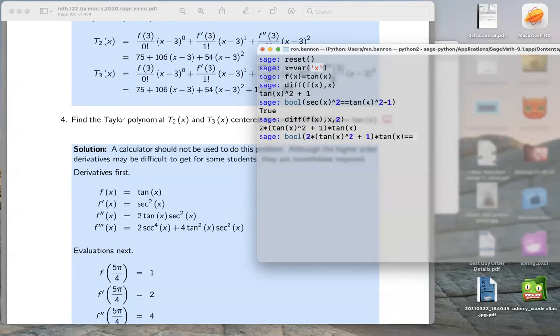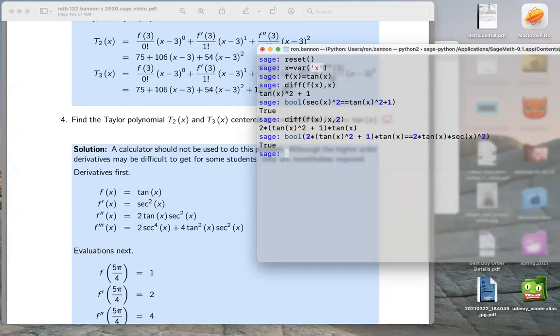And what did I get for an answer for the second derivative? 2 times tan x times secant x squared. Let's hope I didn't copy anything wrong. True. All right, let's do the third derivative.